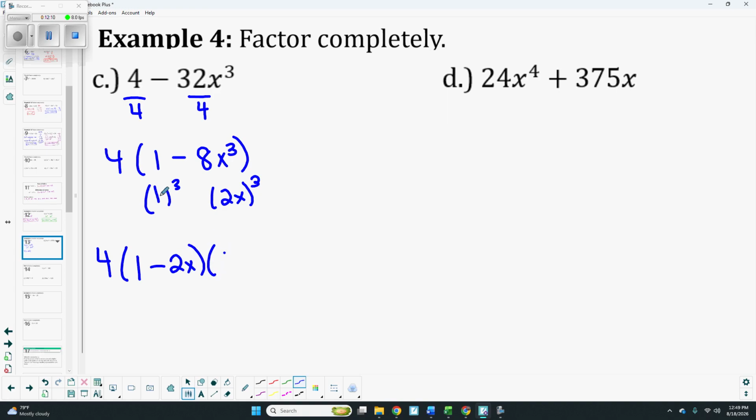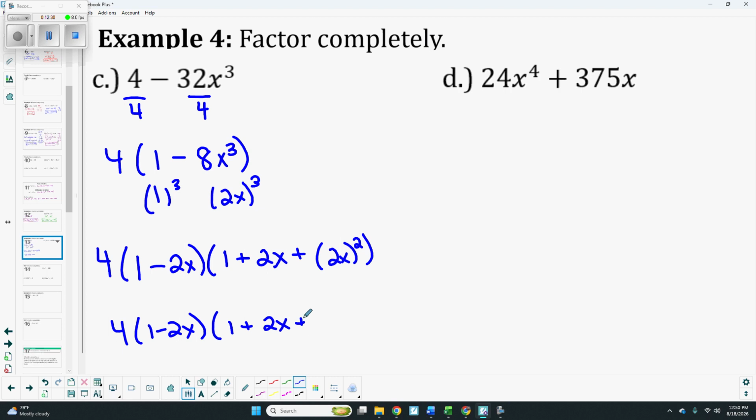Then 1 squared is 1, plus the product of these, 1 times 2x is 2x, plus the last part is really that 2x being squared, but I'm not allowed to leave it like that. I can just simplify that. So this would be 1 plus 2x plus, and this 2 squared is 4, x squared is x squared.